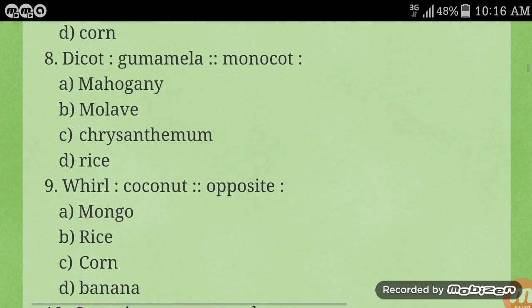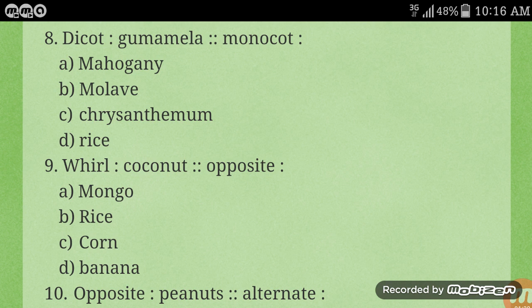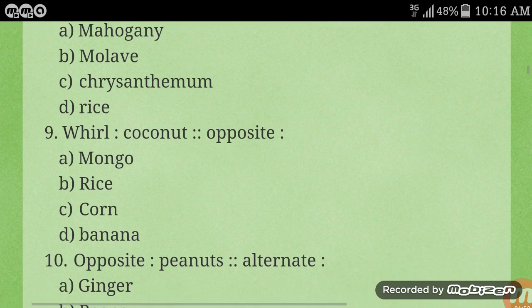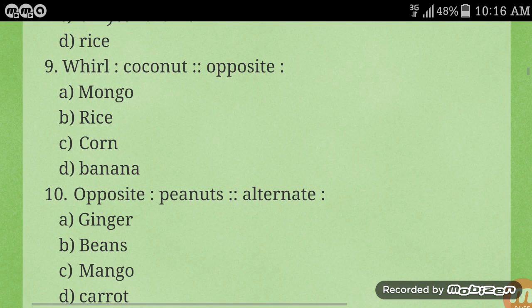Okay, netted is dicot. Dicot, gumamela. Monocot is mahogany, mulave, chrysanthemum, or rice. Oh, rice. Again, rice has parallel venation. Mahogany, mulave, and chrysanthemum are all dicot because they have netted venation in the veins of their leaves.